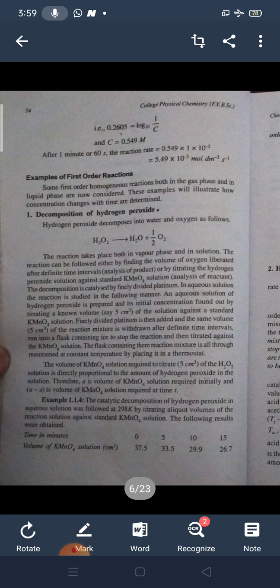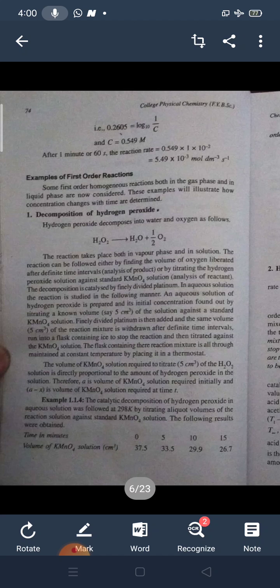Here is the example given: decomposition of hydrogen peroxide. H2O2 will decompose into H2O plus half O2. Means hydrogen peroxide will give you water and oxygen. That takes place in the vapor phase and in solution phase. The reaction can be followed either by finding the volume of the oxygen liberated after definite time intervals, or by titrating the hydrogen peroxide solution against standard KMnO4 solution.